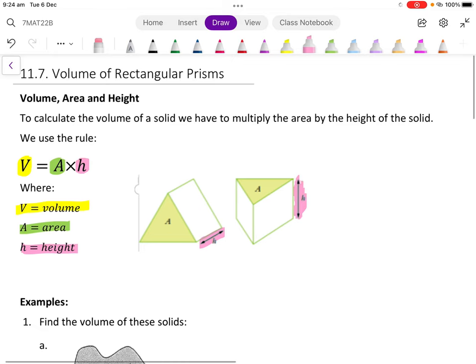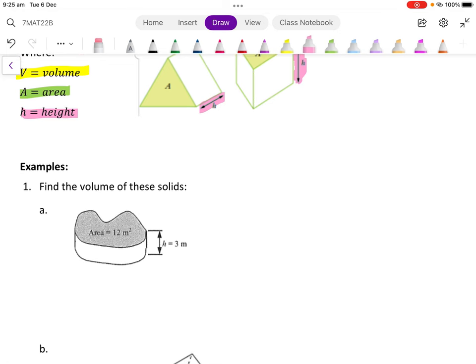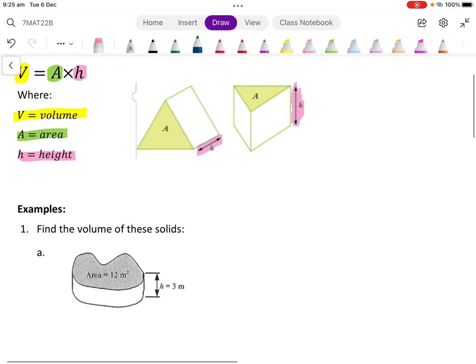So let's have a look at some of these examples. I will do this first one for you. We want to find the volume of this solid. We want to use our formula V equals A times H, where our area is this area here of 12 meters squared, and our height is 3 meters.